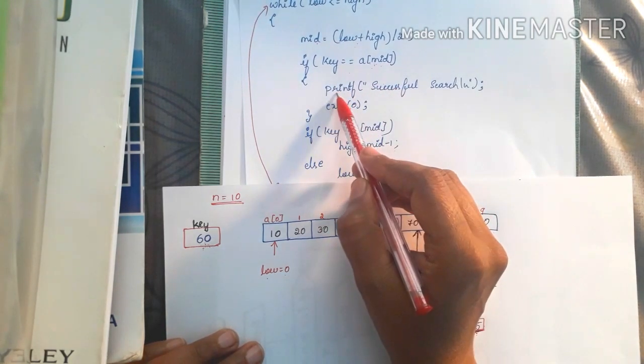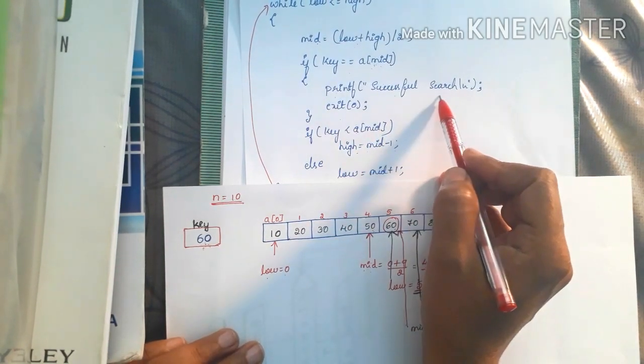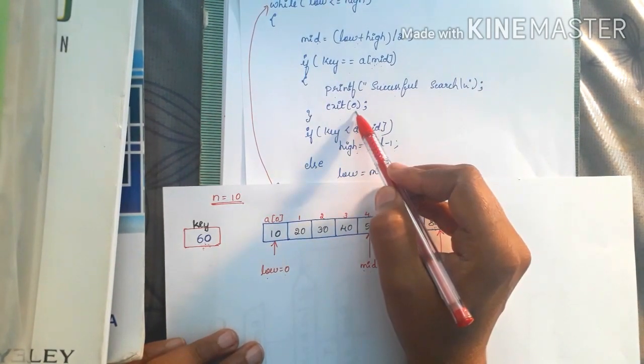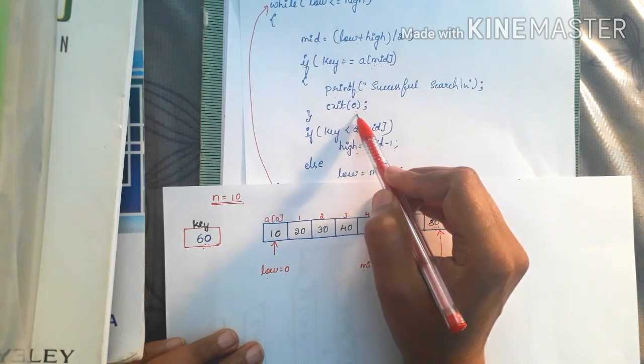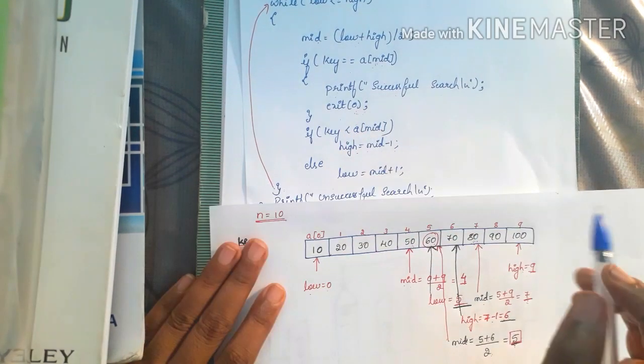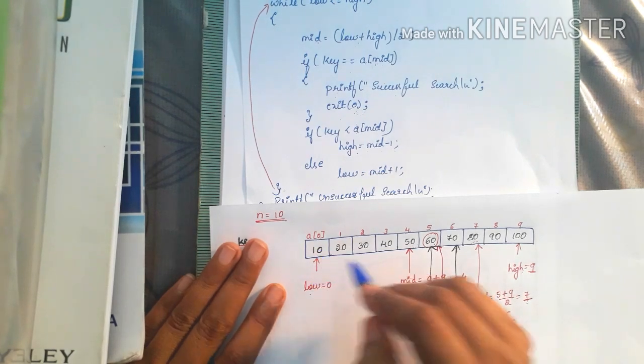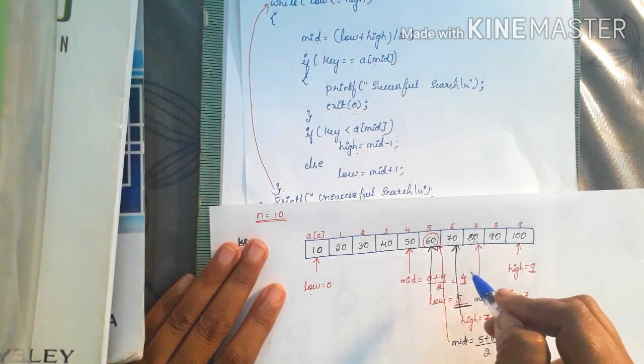The if part instruction is a print instruction. First it prints the message successful search. Then the next instruction is exit 0, which means when this exit 0 is called, the execution of the program is stopped. This is an example for successful search, that is if the key element is found in the given array.